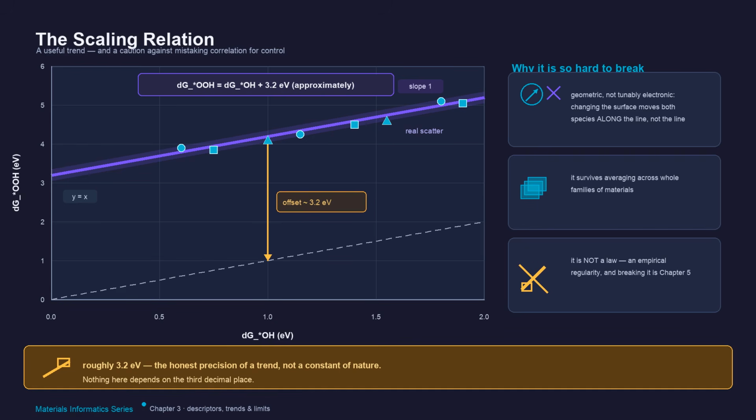Treat that number the way this series treats every empirical input. It is an approximate regularity with real scatter around it, useful because it is robust, not because it is exact. Roughly 3.2 is the honest precision of a trend, not a constant of nature. Nothing here depends on the 3rd decimal place.